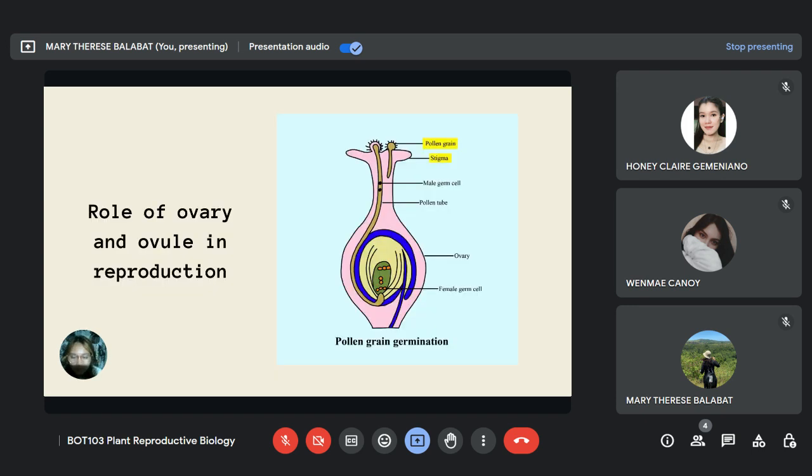Seen in the illustration is the role of the ovary and ovule in reproduction. So first, there is the stigma, which the pollen grain enters and which then extends a growing pollen tube down the style into the ovary. Sperm cells produced in the pollen grain then move down the tube and make contact with one of the ovules in the ovary, ultimately reaching the egg inside. So this fertilization results in the production of a seed which can grow into another plant.